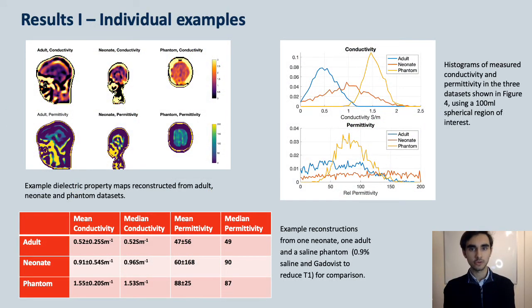The figure on the top shows the reconstructed conductivity and permittivity for an adult, neonate, and phantom. The measurements are noisy, and so large regions of interest were used for averaging. Even though the data are noisy, it is possible to extract meaningful average conductivity values for all the datasets and average permittivity for the phantom.